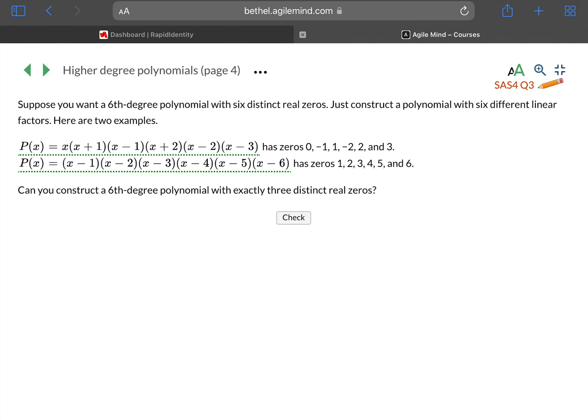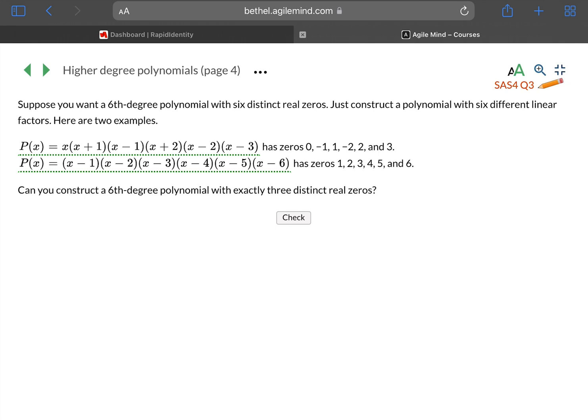So I know that if I have a degree 6 polynomial, I have some x to the 6th power, I could factor that out into potentially 6 different groups. So here in that very first line, I have p of x equals x times x plus 1 times x minus 1 times x plus 2 times x minus 2 times x minus 3. So those are 6 different groups.